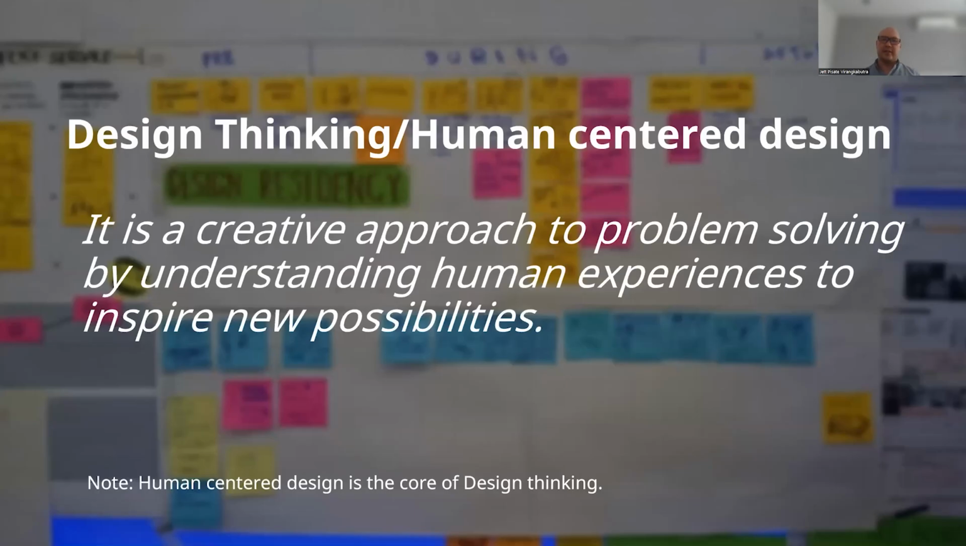And what is design thinking? Design thinking is part of what we call human-centered design. It's a creative approach to problem solving that works by understanding human experiences to inspire new possibilities. So it's about researching people and their experiences, their pain points and delights, to come up with new ideas.